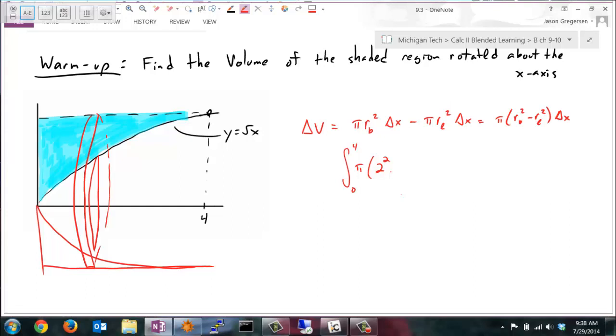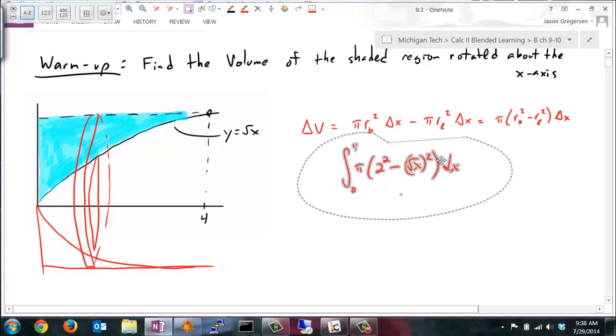So big radius squared is 2 squared minus little radius. What's the little radius? Root x, the distance up to the function. And so I have that as my integral. That's the integral that represents the volume.